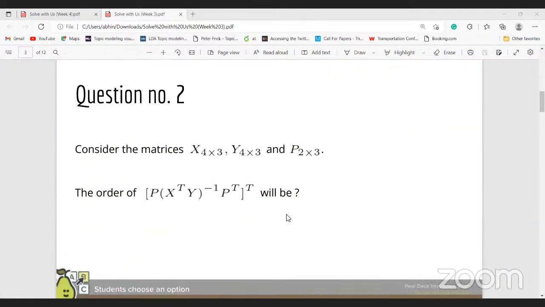Okay, let's move to question number 2. There are 3 matrices X, Y, and T, and their dimensions are written as subscripts. So X is 4 cross 3, X has 4 rows and 3 columns, Y has 4 rows and 3 columns, and T has 2 rows and 3 columns. You have to find the order of this whole given expression. No doubt in the question, right? So go ahead and solve. Giving you again 2 minutes.